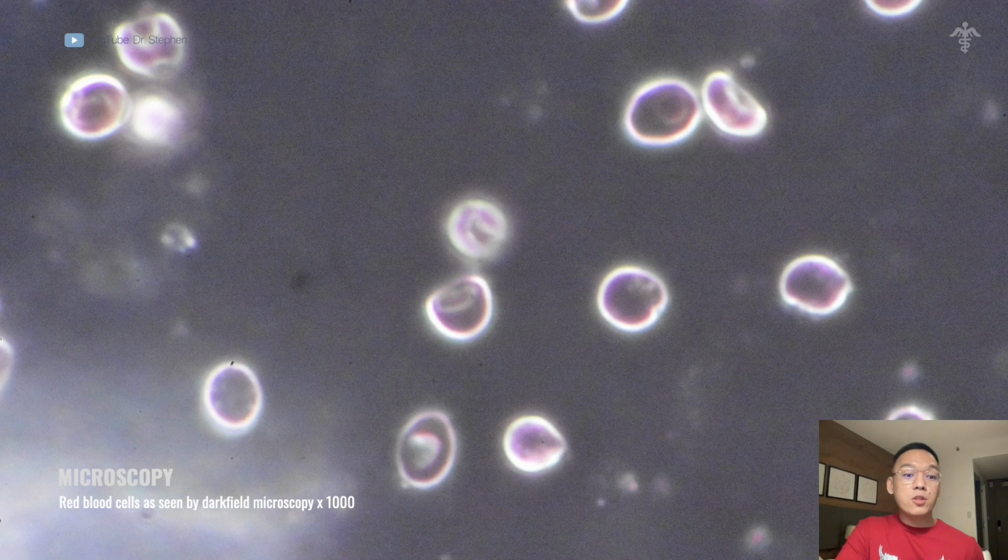The next image is showing you red blood cells seen by dark field microscopy. This has a magnification of 1000x.